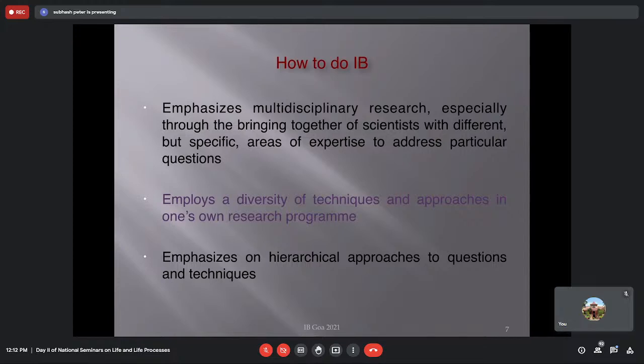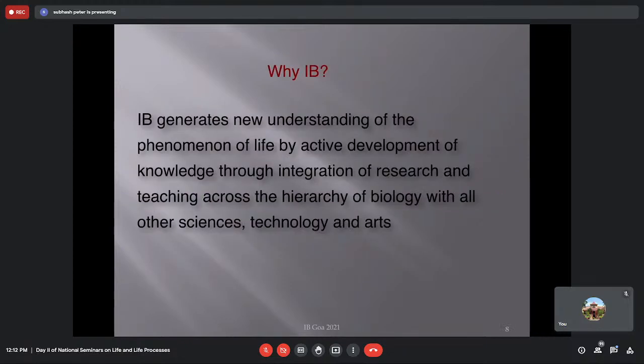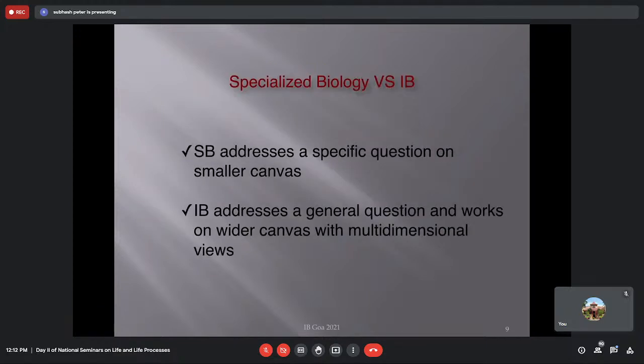As a result, we utilize a number of diversified techniques and approaches to address all these things together. So there is a need to take care of the integrative approach. Integrative biology, of course, is part of integrative science, and the integration of research and teaching is taken together with the arts. So what is the difference between specialized biology, where we have a reductionist approach, compared to the holistic approach that we employ in integrative biology?